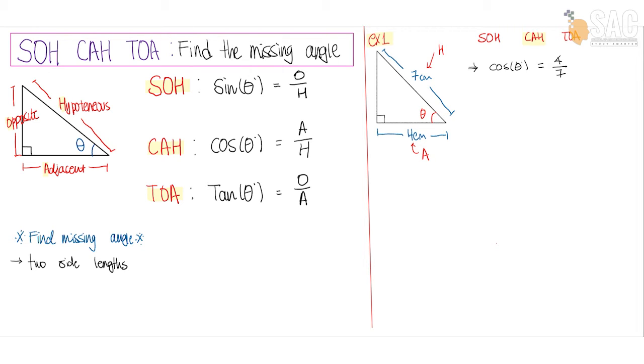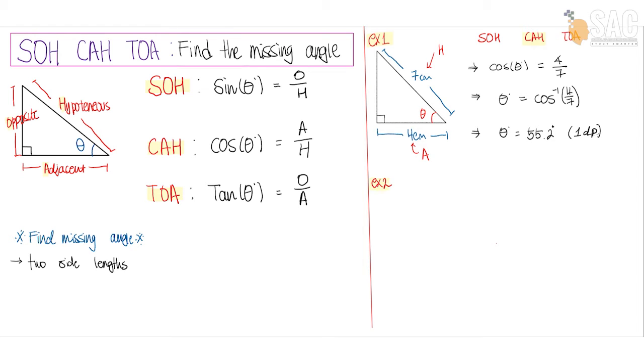And here, in order to get rid of that cos, we have to use something called inverse cos. And it's cos⁻¹ of 4 over 7. And from here, all you have to do is put that in your calculator and it'll give you the value. Cos⁻¹ of 4 over 7 is 55.2 degrees, rounded to 1 decimal place.